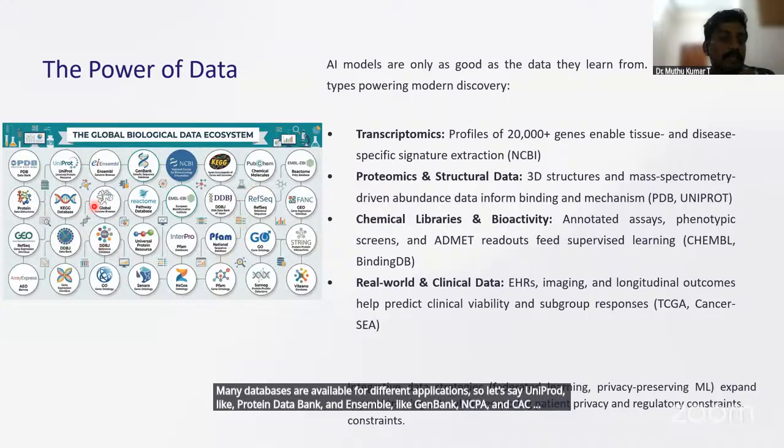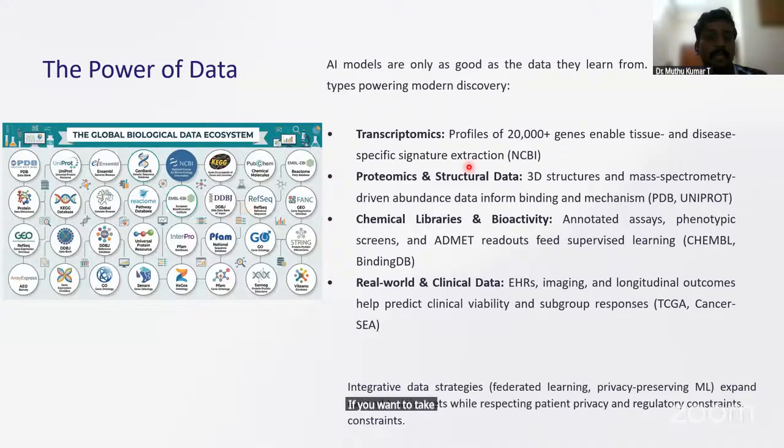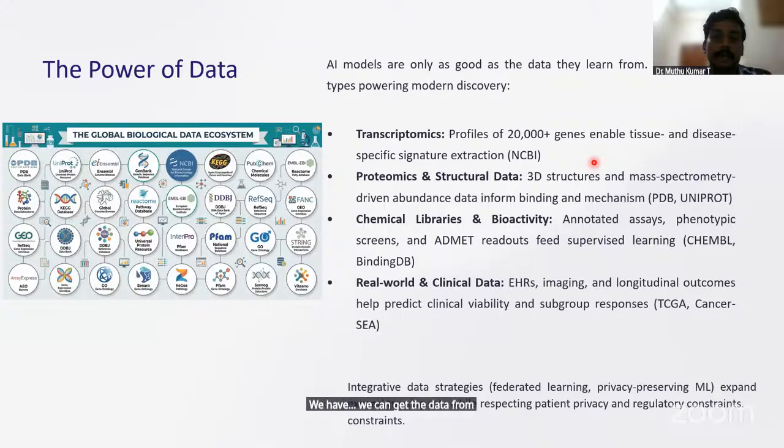So each database has its own specific function. Let's say you want to take transcriptomic data, which is nothing but RNA-based data. We can go for the NCBI, National Center for Biotechnology Information. There we can get the actual patient data, which is already deposited by researchers around the world. So if you want to study gene expression or biomarker identification, we can get the data from the NCBI database.